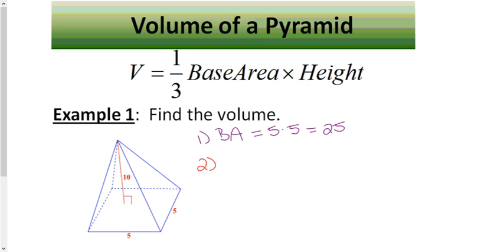Step 2, find the volume. So much easier. So my base area, I just found 25 times how tall is this? Now, in this case, before we were finding this height right here, which was called our lateral height or our slant height. We don't need that. So now you don't have to worry about anything on the outside. Now it's all on the inside. So from top to bottom, that is 10.